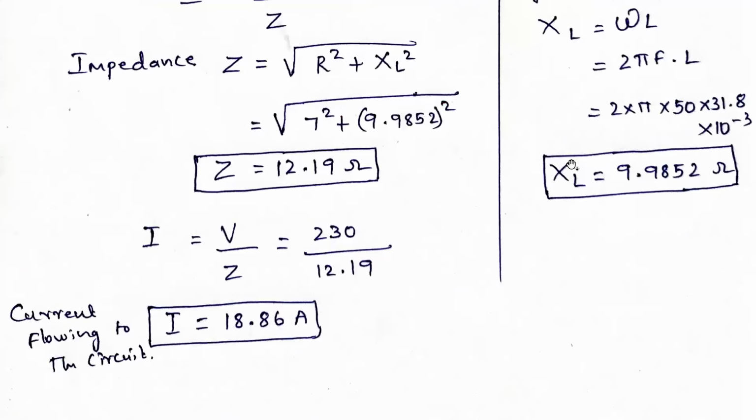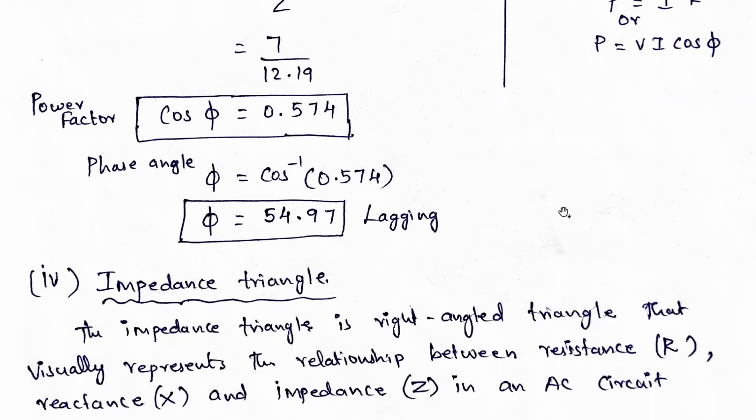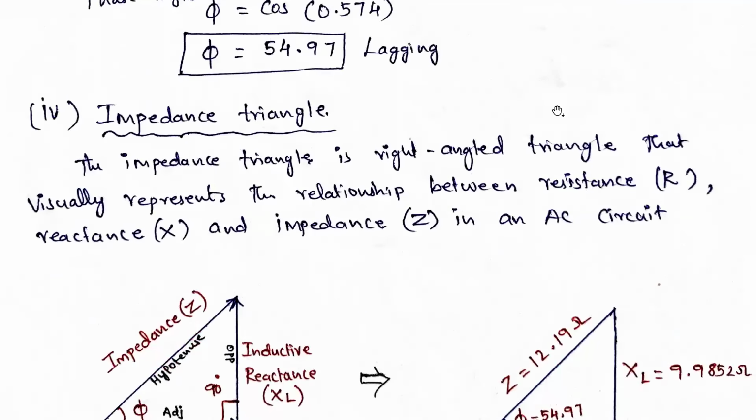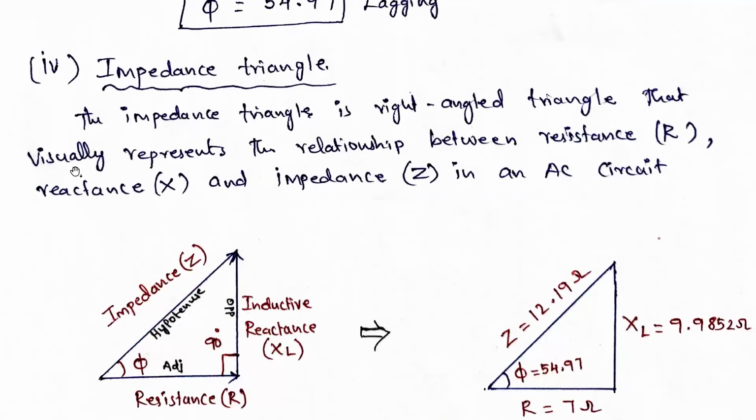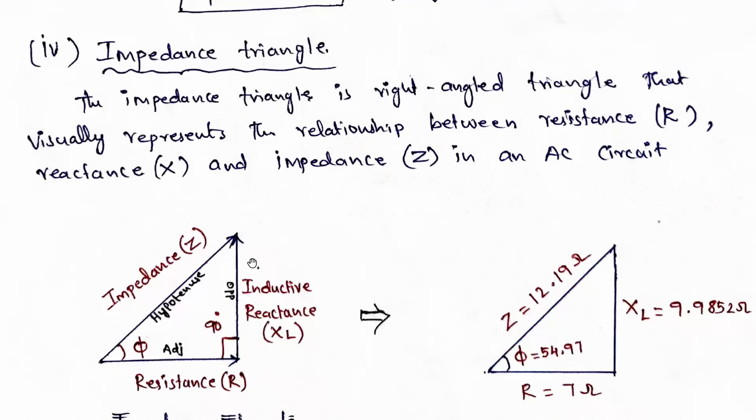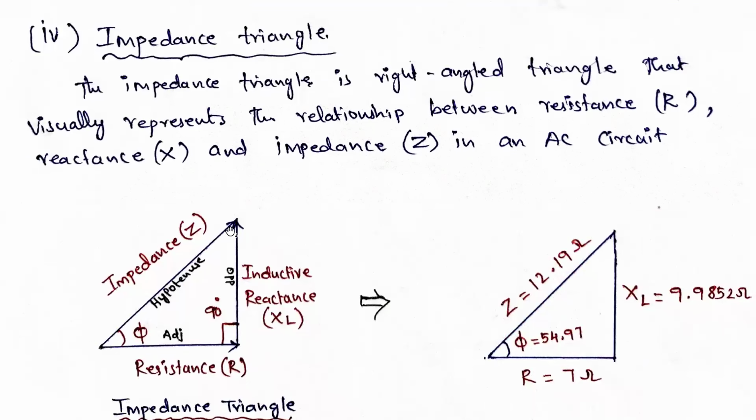So the impedance triangle is very simple, that we have seen. The impedance triangle is nothing but a right angle triangle that visually represents the relationship between the resistance, reactance and impedance. If you see the impedance triangle, it is a right angle triangle. Here the hypotenuse side is the impedance Z, the opposite side is the inductive reactance XL, and the adjacent side is the resistance. Okay, so this is the phi.